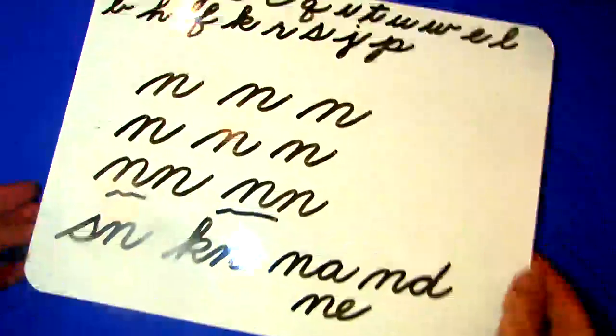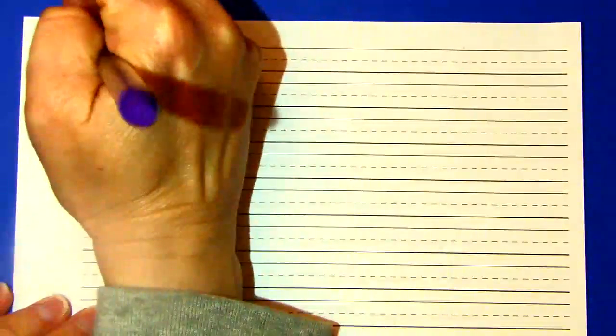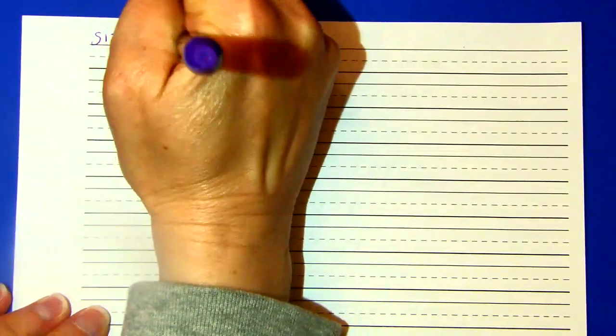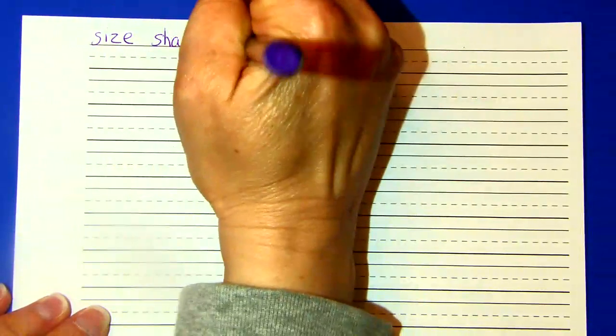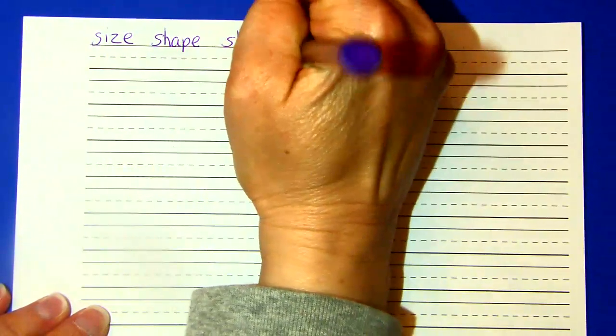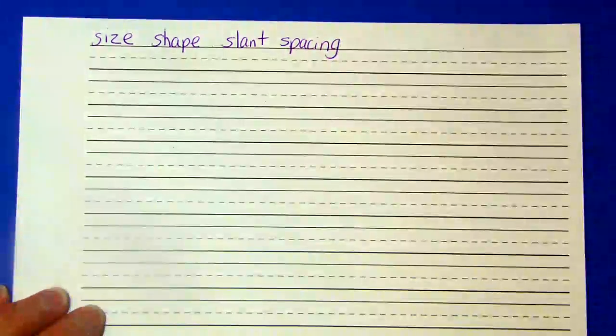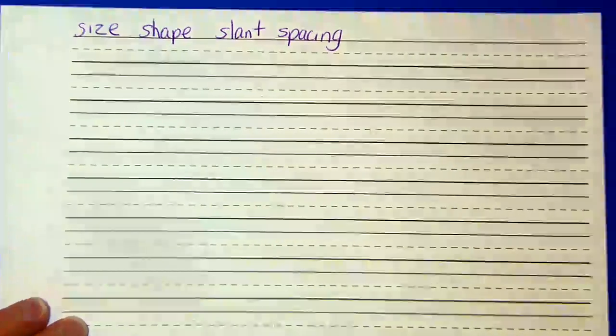Okay, I think it's time to move on to the lined paper. Now, when practicing on lined paper, it's fun to use a pen, and you need to now pay attention to the 4 keys to legibility. So Mrs. D is going to write them on top to remind you. Size of your letters, the shape of your letters, the slant of your letters, and then, of course, the spacing between your letters when you write words. Lined paper, boys and girls, helps you with all of those things.